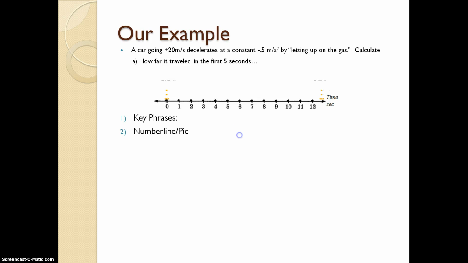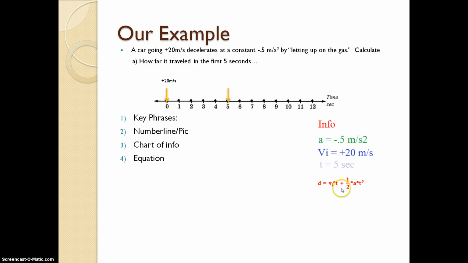Here's my number line. That's what we had before. But now we're trying to find it from 0 to 5 seconds. The velocity here is not 0. It's at some number. Chart of information. There's our information. Notice final velocity is not 0. The acceleration is still negative 0.5 because it's constant, which means it's the same for every second. And we're trying to find after 5 seconds. Pick the right equation. I picked that one. And finally solve it. Can you please try solving it and see if you understand it?